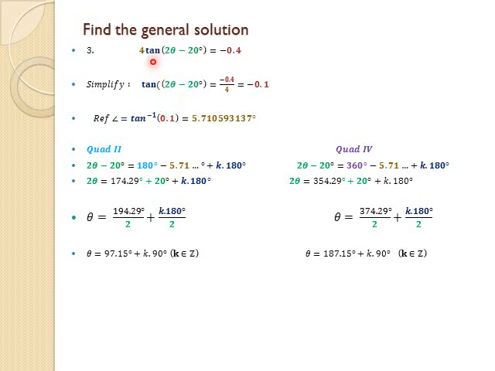Number 3. We have 4 tan 2 theta minus 20 equals 0.4. So first I want tan on its own, so I divide by 4. So tan 2 theta minus 20 becomes negative 0.4 divided by 4, which gives me negative 0.1. Angle associated with that, I'm going to press shift tan and only the positive of that value. Very important. If I use the negative, which is not a problem, I'm going to get a negative angle on the calculator. Then I have to say 180 minus that angle.